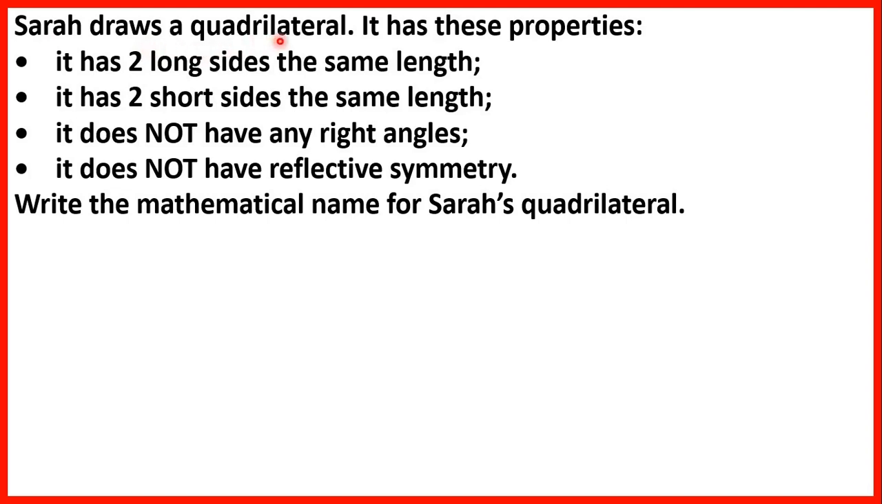Sarah draws a quadrilateral. It has these properties. It has 2 long sides the same length. It has 2 short sides the same length. It does not have any right angles, and it does not have reflective symmetry. Write the mathematical name for Sarah's quadrilateral. So a quadrilateral is a 4-sided shape, and here Sarah must have drawn a parallelogram.